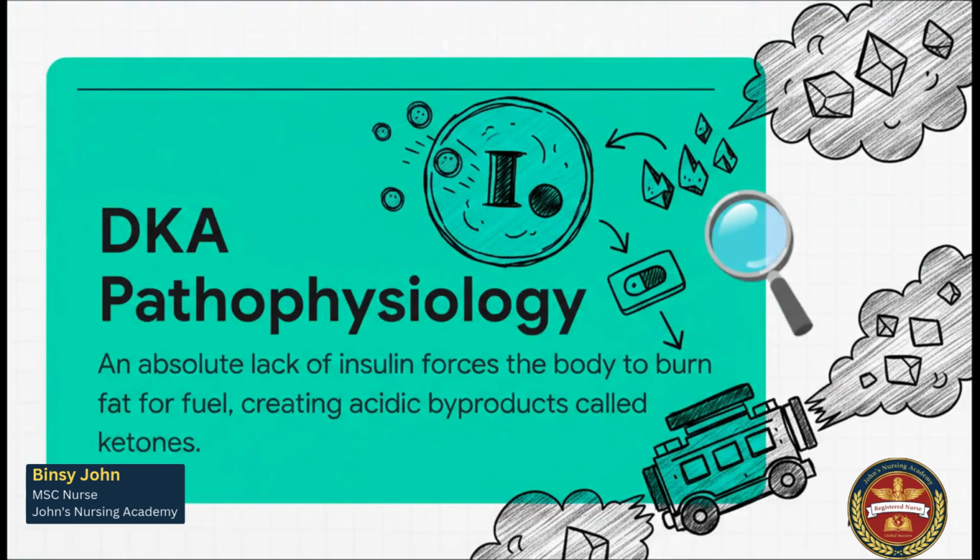In our type 1 diabetic patient, there is an absolute total lack of insulin. Zero. Without insulin, glucose can't get into the cells to be used for energy. So you've got this bizarre situation where the cells are literally starving in a sea of sugar. The body panics. It thinks it's starving, so it flips this emergency switch and starts burning fat for fuel. Think of it like a diesel engine. It's a backup, sure, but it produces this dirty, acidic exhaust. And that exhaust? Those are ketones.